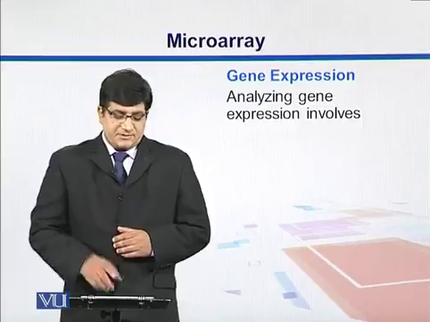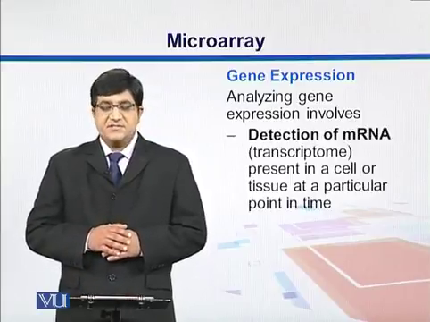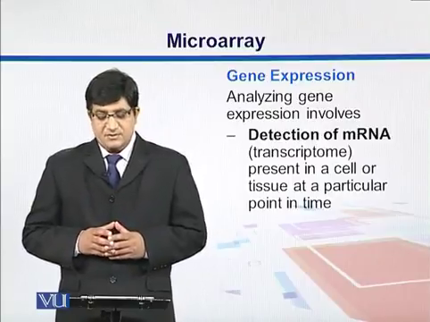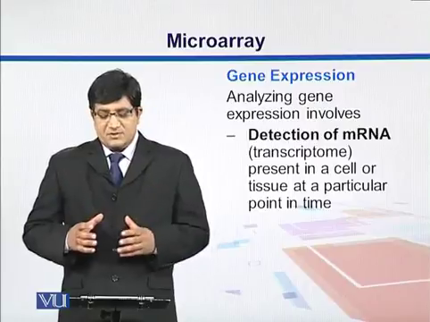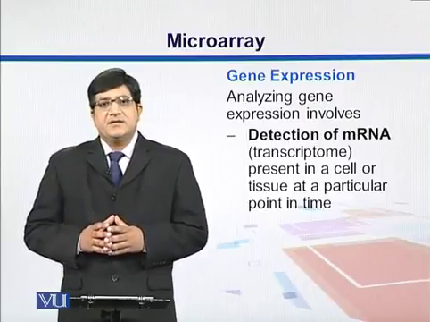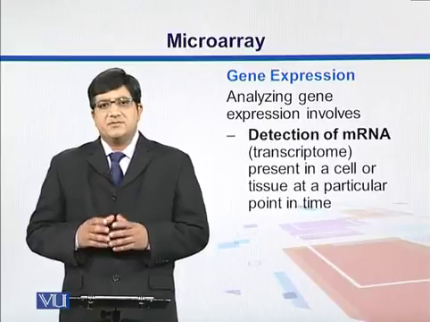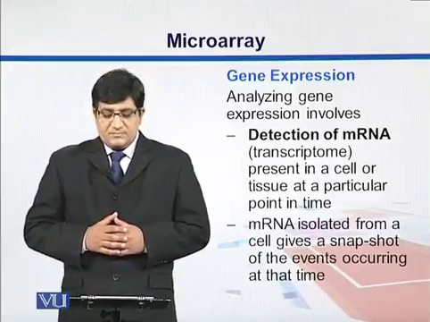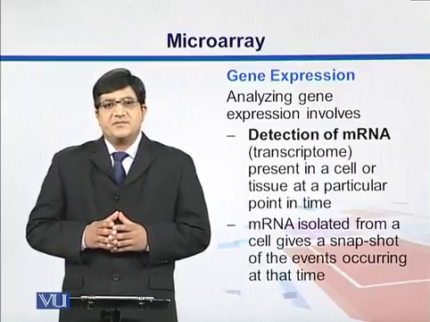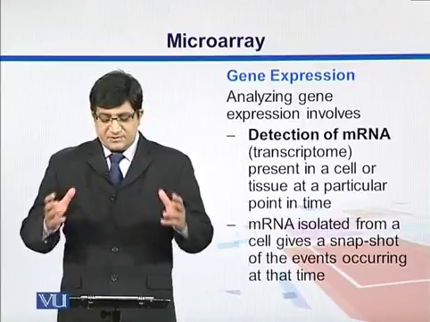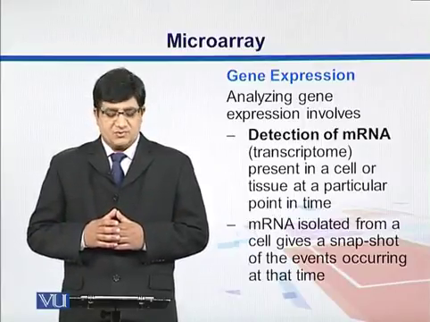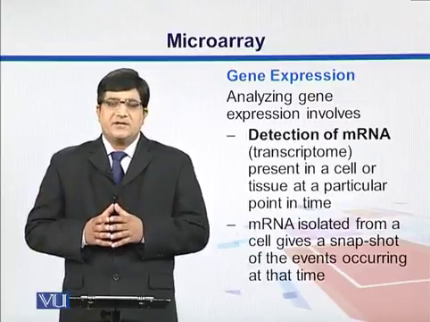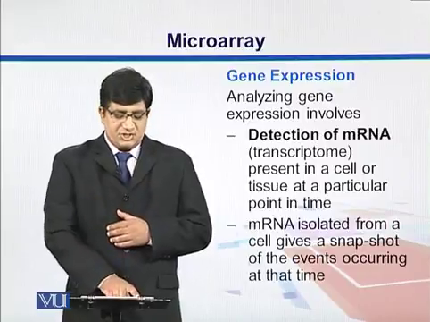When we talk about gene expression, it involves detection of messenger RNA. This messenger RNA complement of the cell is also called the transcriptome. So how much messenger RNA is present in a cell in a particular tissue at a particular time. This is what we are doing here. This messenger RNA, if it is isolated from a cell, can give us an idea or a snapshot of the events occurring at that time. So how many genes are expressed and what functions may be affected by the expression of these genes.